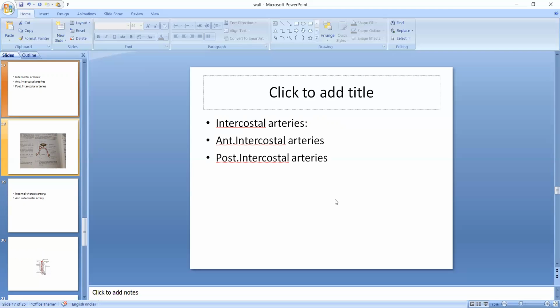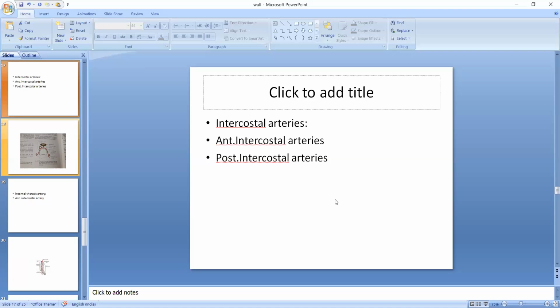Intercostal arteries. There are two types of arteries, anterior intercostal arteries and posterior intercostal arteries. Each intercostal space contains one posterior and two anterior intercostal arteries. The greater part of the space is supplied by the posterior intercostal artery. Posterior intercostal arteries are 11 on each side, one in each space.